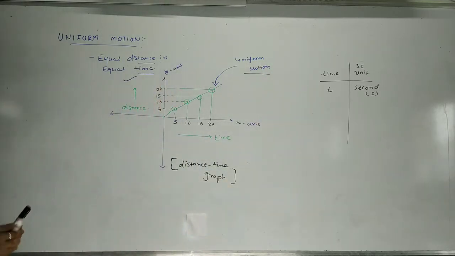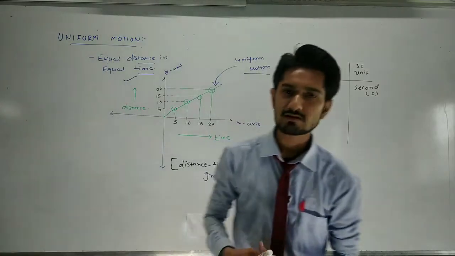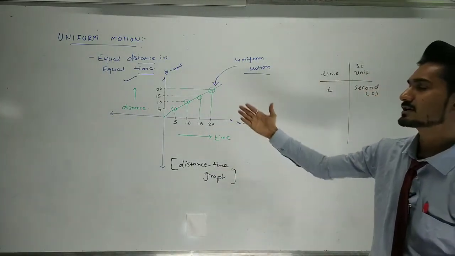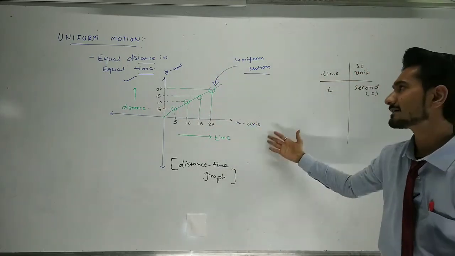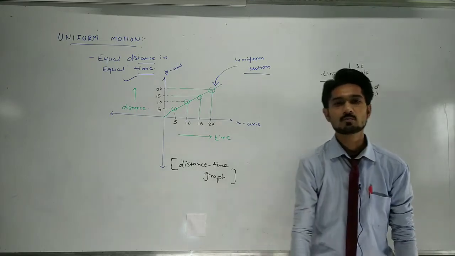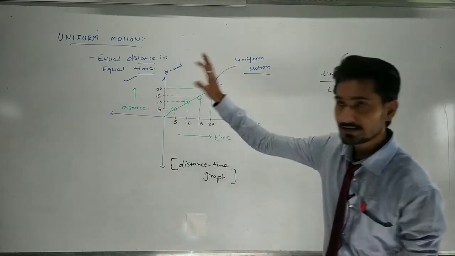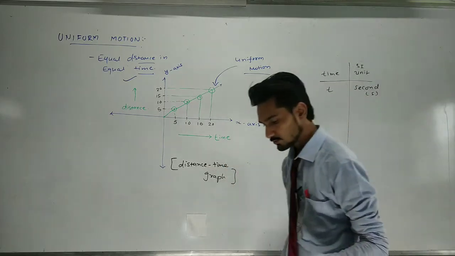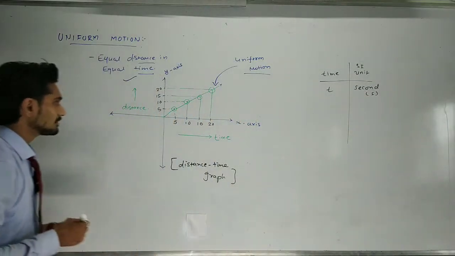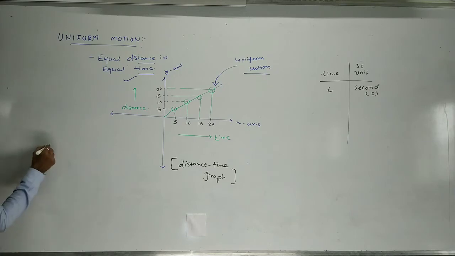Okay, uniform motion is defined as motion in which an equal distance is covered in equal intervals of time. So as per the name, you can understand what non-uniform motion is. Okay, another topic will be non-uniform motion.